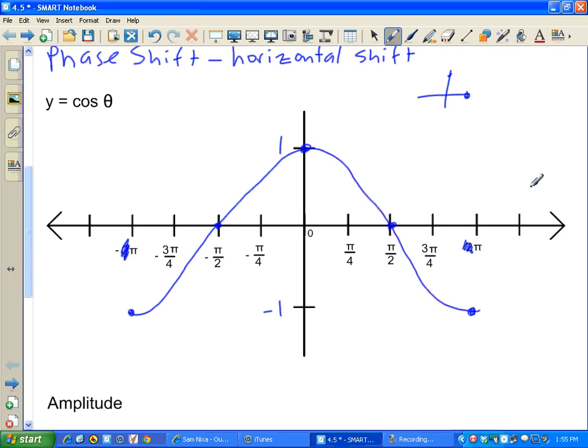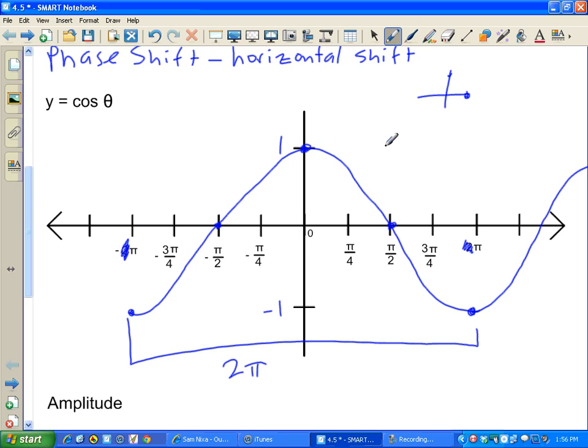And it would continue to do this, right? Because we could keep graphing this farther and farther, and it would just keep going like this because it is a wave. But I just want to show one period. It's still 2 pi. The amplitude is still 1.